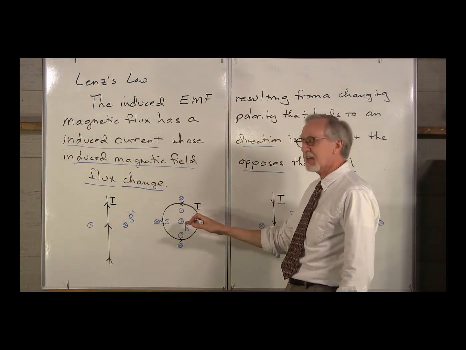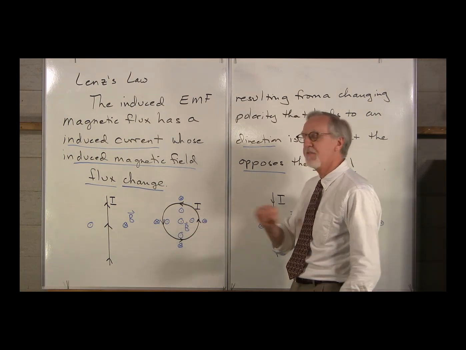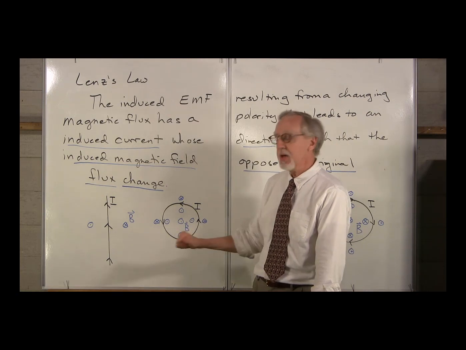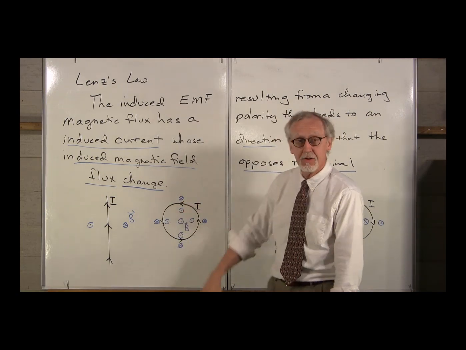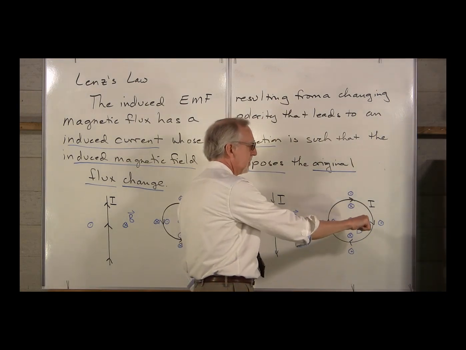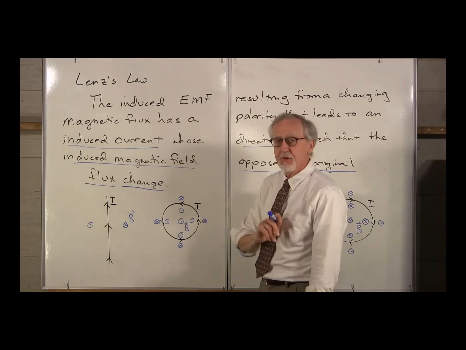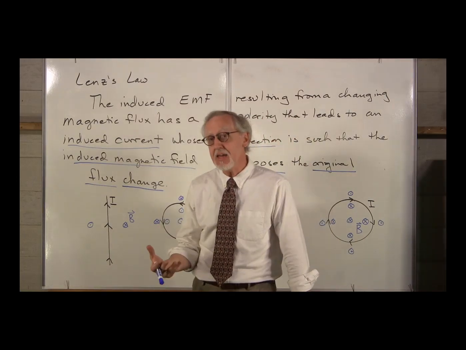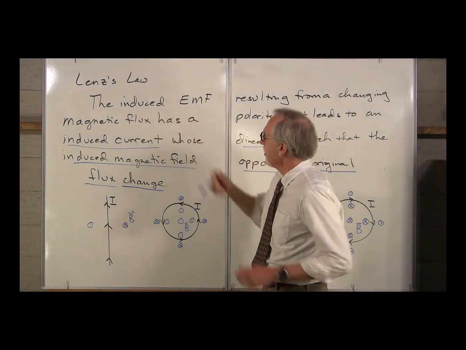We're going to do this idea, but work backwards. Rather than knowing the direction of the current and figuring out the magnetic field, we'll find the magnetic field and then use that to tell us the direction of the current. Once we know the direction of the induced current, that is the same as the direction of the induced EMF.